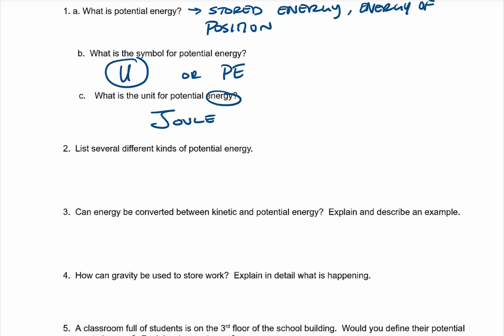Now, we have a whole bunch of different kinds of potential energy. There's gravitational potential energy. This one is the most important. Gravitational potential energy, usually represented with a U sub G, is equal to mgh. That's the one that we're going to use in this class. That is not the only kind of potential energy there is.